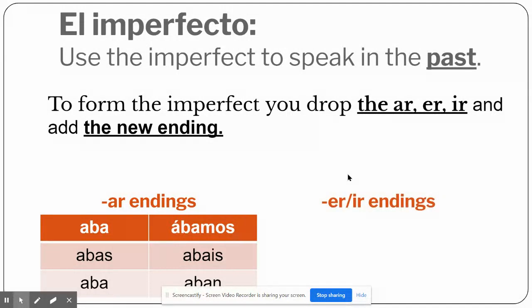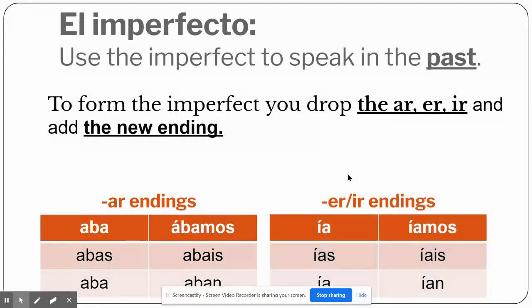If you have an ER or IR verb, they share the same exact ending. So really just two charts we need to memorize here. And we have ía, ías, ía, íamos, íais, ían. All of the I's, the E's, they all have accent marks. So just add them to every single one and you have the correct spelling.